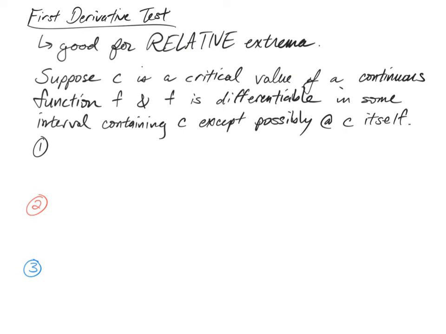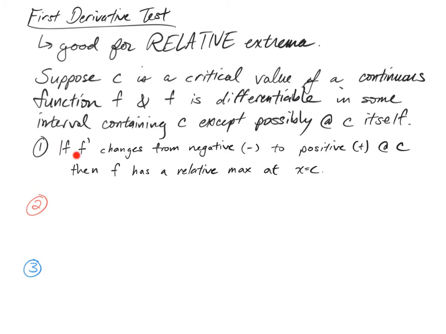So the first derivative test starts out, suppose c is a critical value of a continuous function f, and f is differentiable in some interval containing c, except possibly at c itself. Then we have three conclusions. The first of which is, if f prime changes from negative to positive at c, then f has a relative maximum at x equals c.